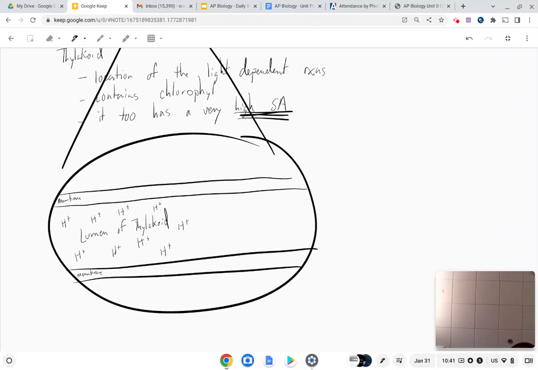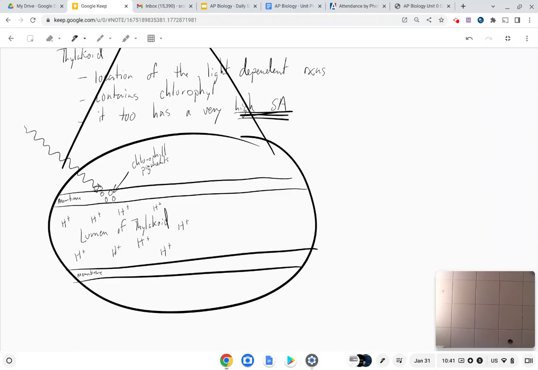In the membrane of the thylakoid are these chlorophyll pigments. So label those. And if you recall, chlorophyll pigments are what capture the light energy. So if you want, you can have the light energy coming in, being captured by the chlorophyll pigments.